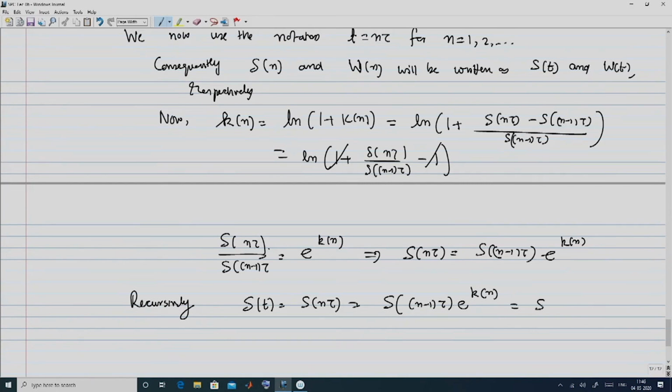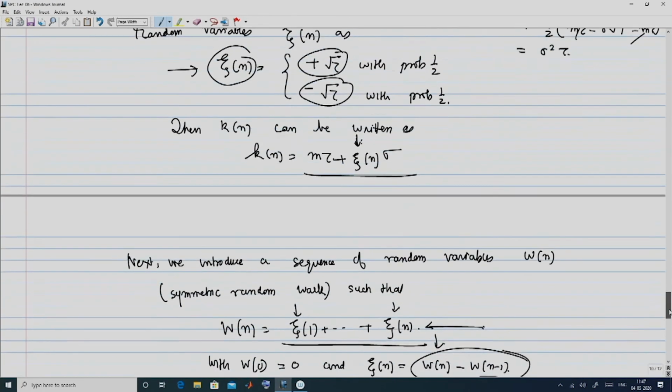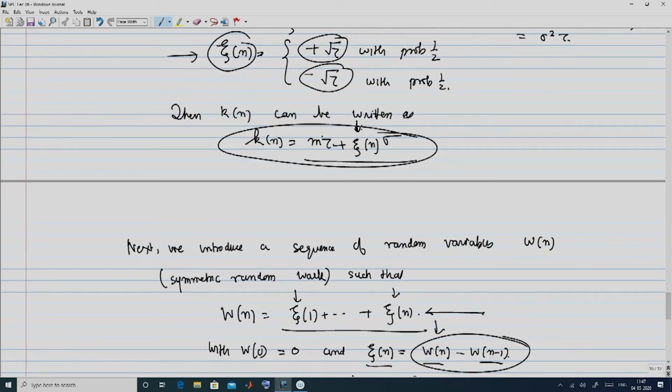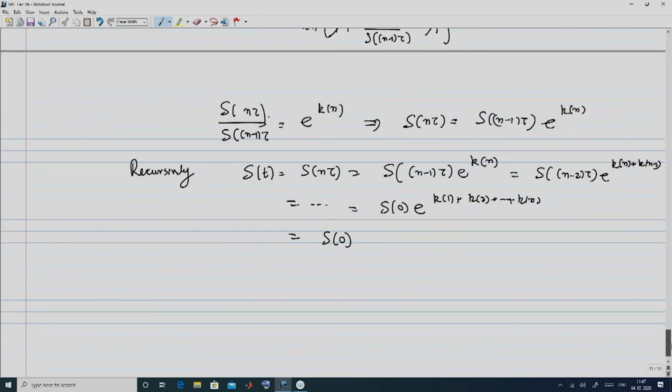This will be equal to S of n minus 2 tau e raised to k n plus k n minus 1, and I will keep doing this until I reach S naught, which is e raised to k 1 plus k 2 all the way to k n. Now, remember my representation of k 1 through k n, what did I take? I have taken my random variable k n to be written in this form. So, I will make use of that. So, it is m tau plus xi n of sigma.